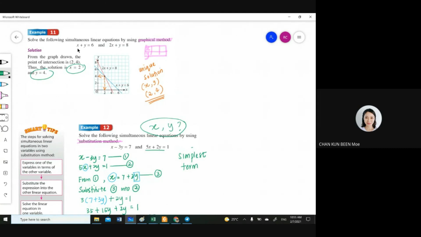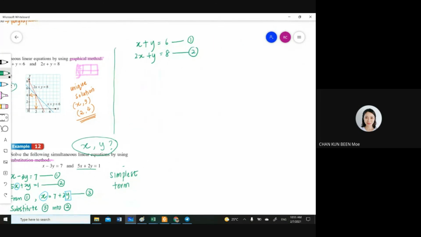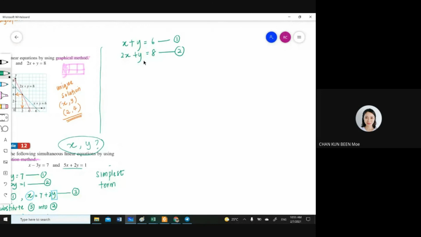So let's see. I write down the equation first. That is the first step. x plus y equal to 6. I label it with 1, first equation. Second, 2x plus y equal to 8. This is the second equation. What are we going to do here? We want to find what?